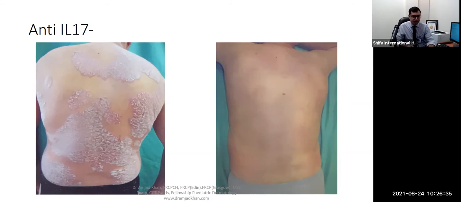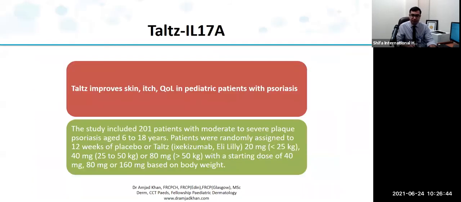And hopefully with this Sehat Card, at some point, it will be part of the prescription regimen and it will cover that. This is IL-17A TALTS, and you have seen the photograph, fantastic outcome. And it is actually licensed because the research was done on 6 years and older.